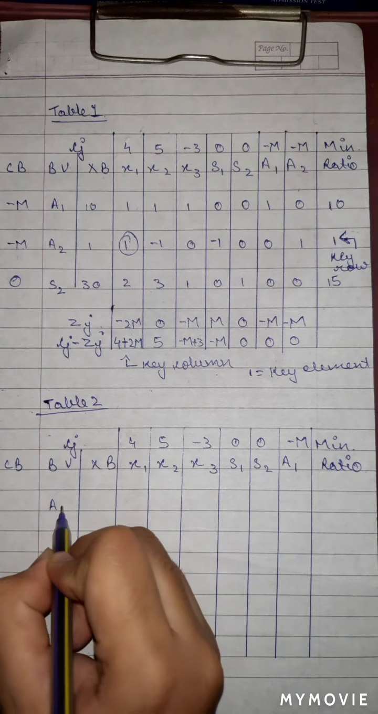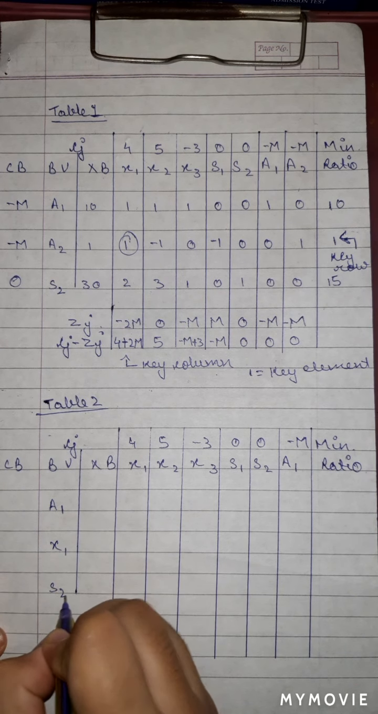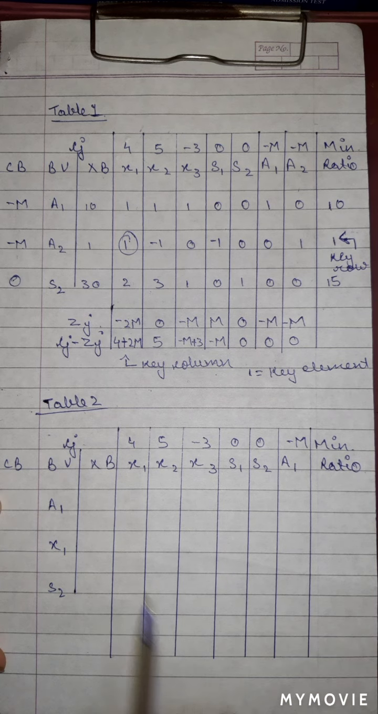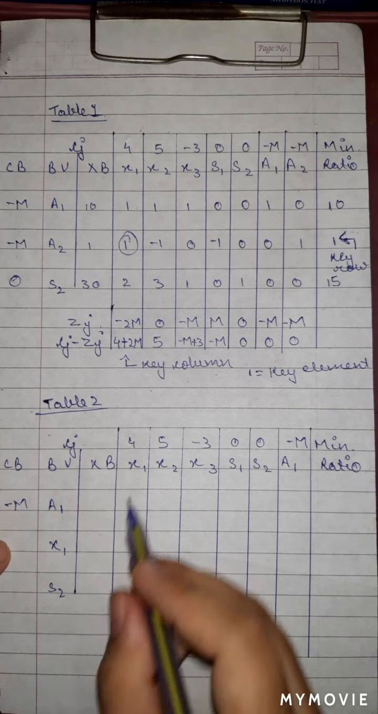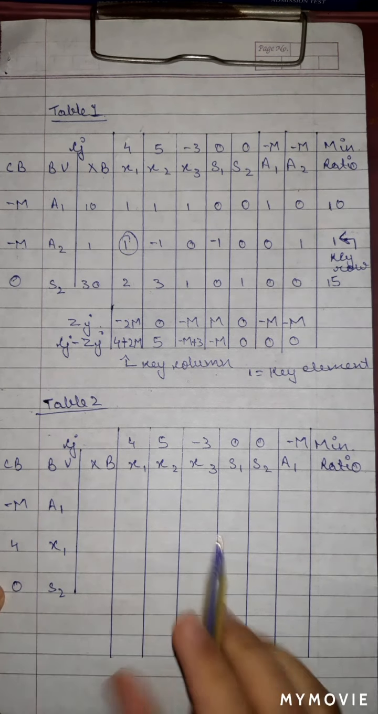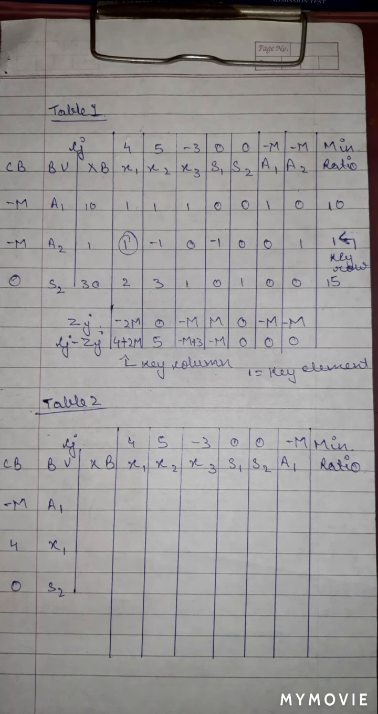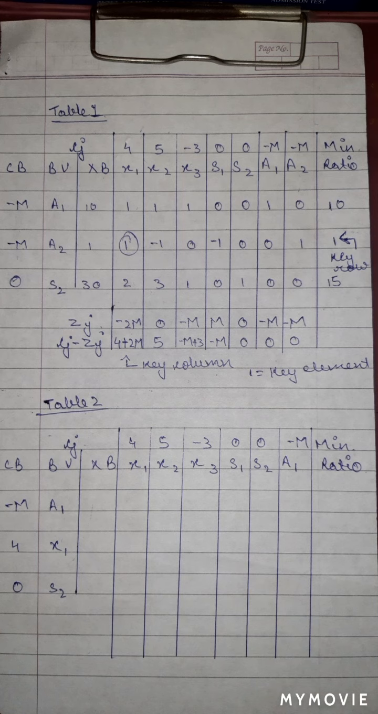So a1, x1 and s2. Now the values of CB, a1 is -M, x1 is 4, s2 is 0. Now how to fill these values? First, for the new variable which has entered, x1, the value of this will be calculated. This will be the same way we have calculated in the simplex method.